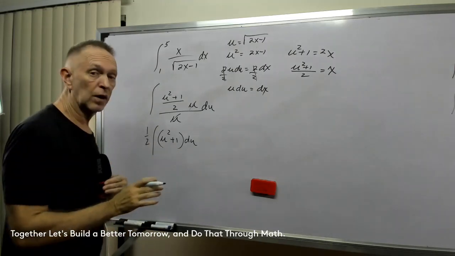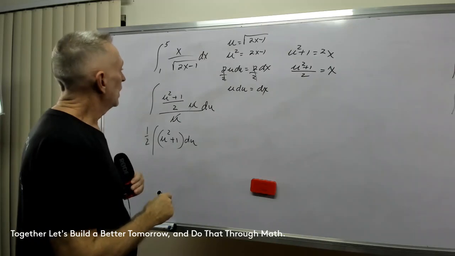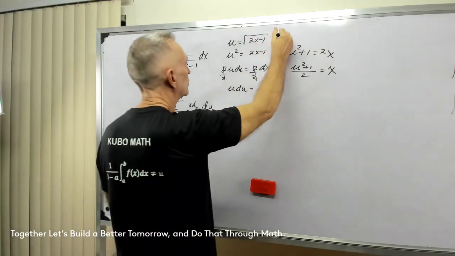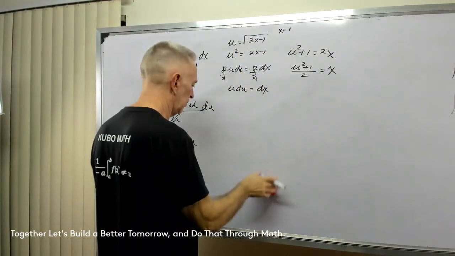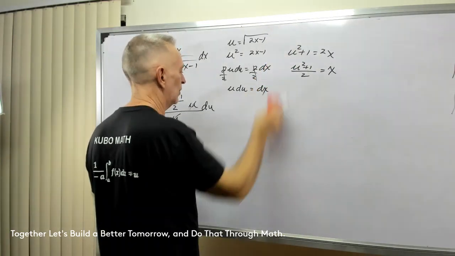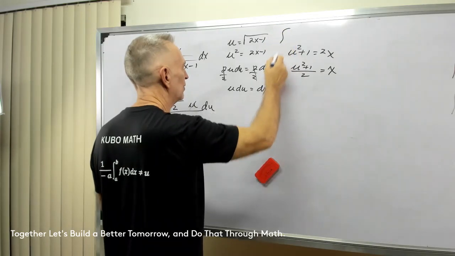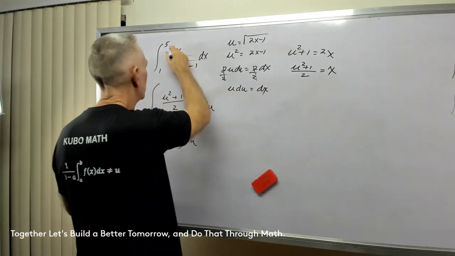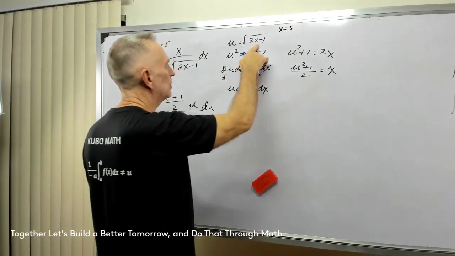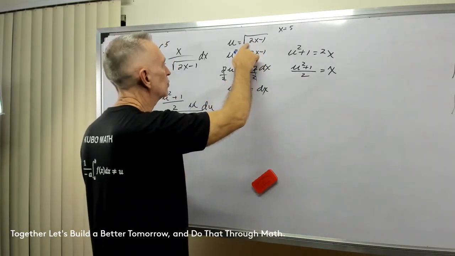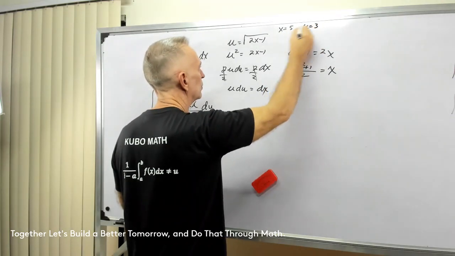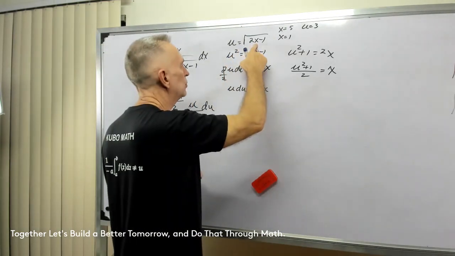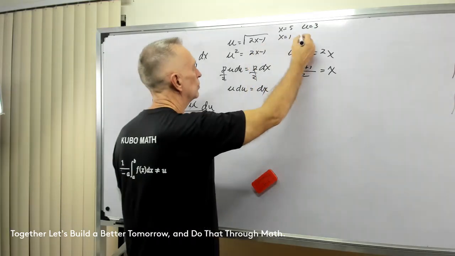Now let's figure out what our limits are. They go from 1 to 5. I should do those in the order that I'm going to write them down, upper and lower, just to make more logical sense. So let x equal 5. 2 times 5 is 10. 10 minus 1 is 9. Square root of 9 is 3. So u equals 3. If x equals 1, 2 times 1 is 2. 2 minus 1 is 1. Square root of 1 is 1. So u equals 1.